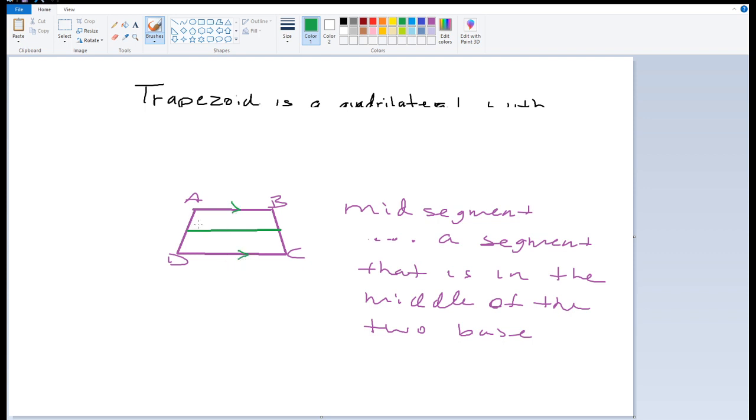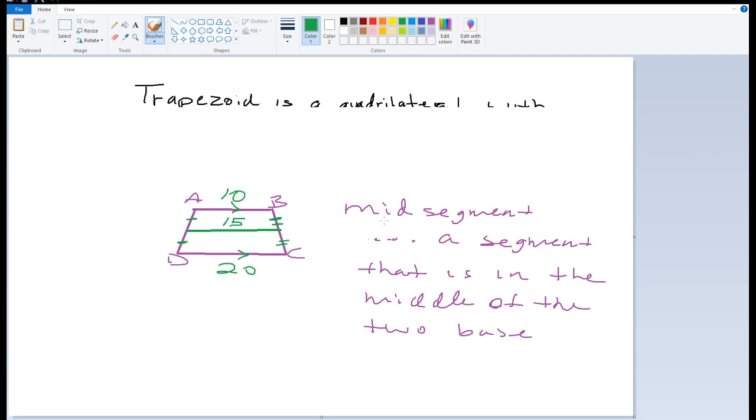And we know that if that's the middle, then these two segments must be congruent, and these two segments must be congruent. And basically the way you find the mid-segment is you take the average of the two bases. So let's say this base here is 10, this base here is 20. Well, we take the average of the two, 10 plus 20 is 30 divided by 2, and we get 15. So that's how you find the length of the mid-segment.